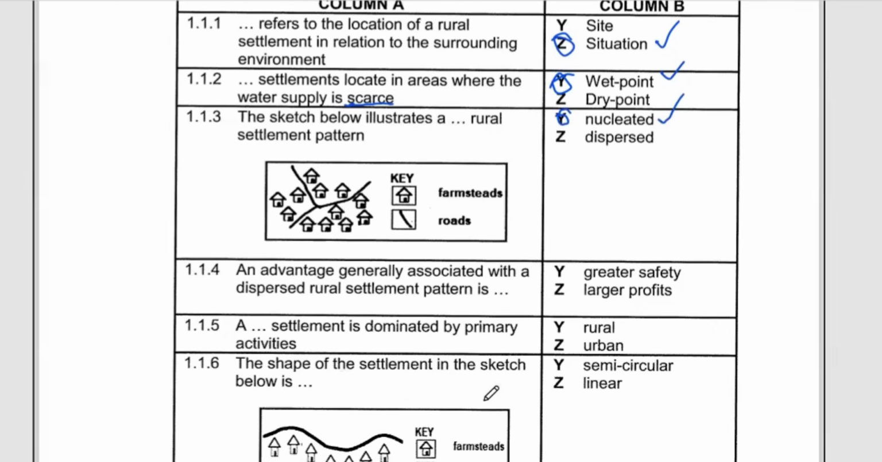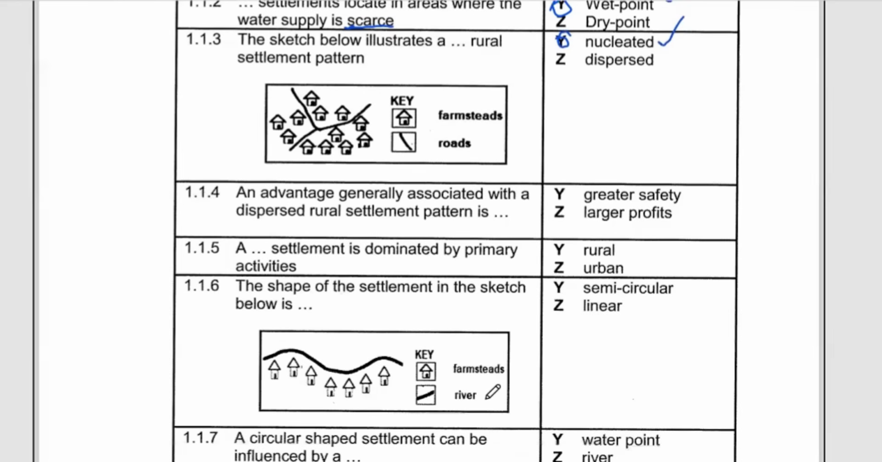Number 1.1.4, an advantage generally associated with dispersed rural settlement pattern. If we are located in a dispersed settlement, the likely advantage is larger profits, since the farmer has to utilize a larger piece of land on their own, and there's no sharing of farming equipment. So the farmer is most likely to make profits from operating in an isolated type of settlement. But safety becomes a concern because there is less safety because of the distance.